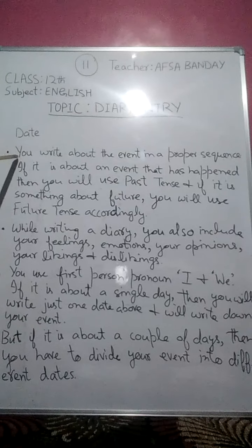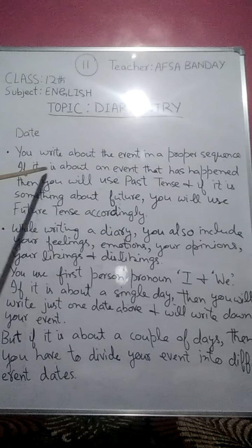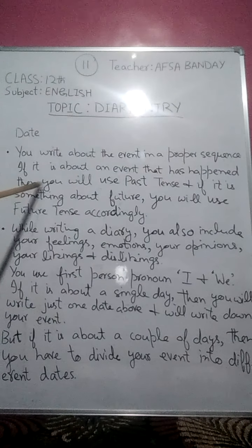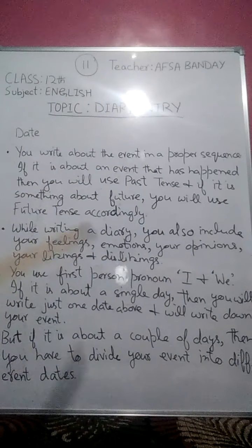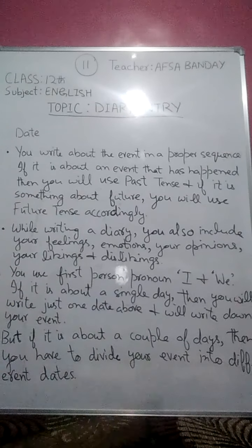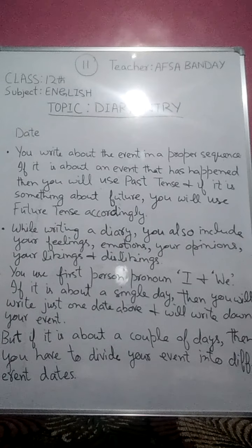And then, with a gap of one line, you will write about the event in a proper sequence. That means you will write how the event started first, and then what happened in the middle of the event, and then the end of the event. And if your diary entry is about an event that has happened in the past, then you will use past tense. And if you are writing something about the future, because as I already told you that you can write a diary about future engagements as well, then you will use future tense accordingly.